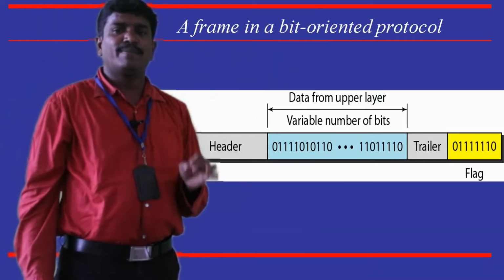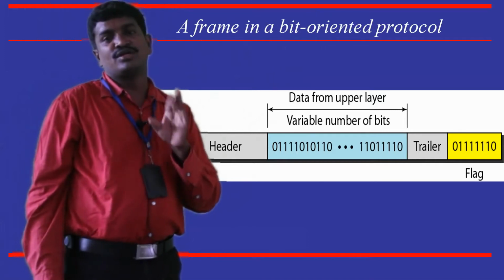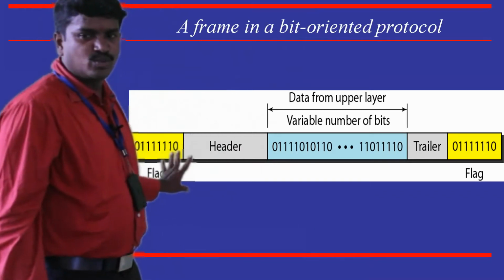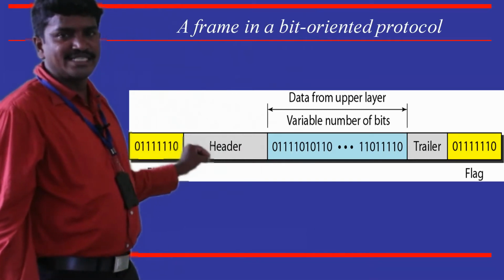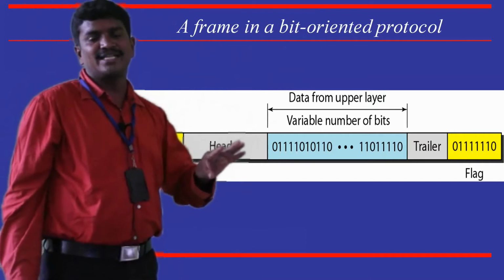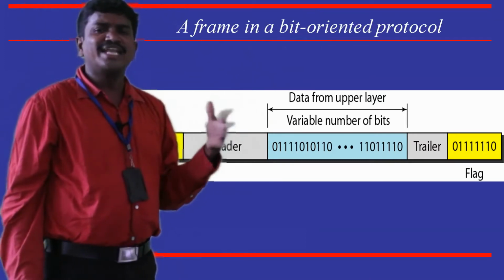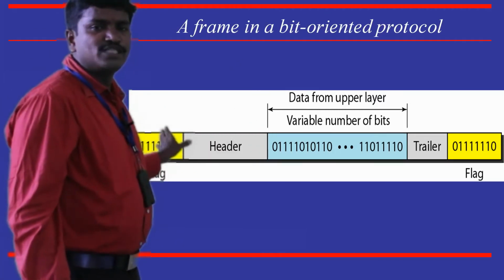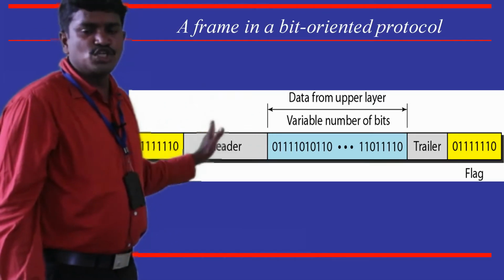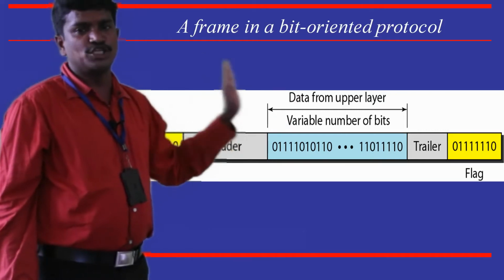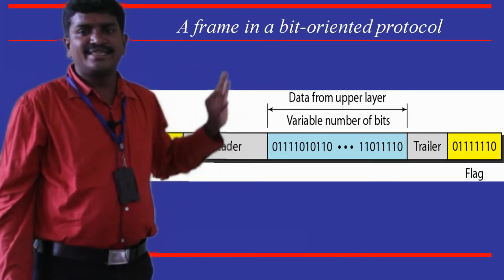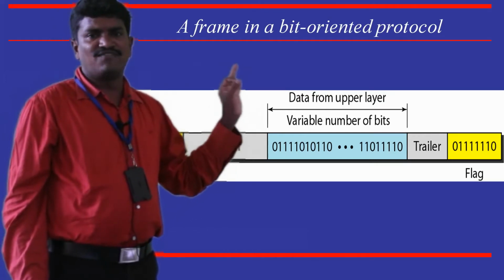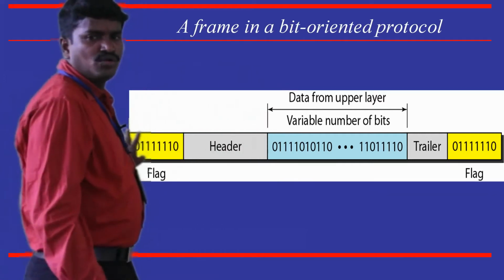Stuffing is done by inserting one bit of information, not one byte. So how will it work? Now, a special pattern is considered as a flag here. Previously it was a character, any special character considered as a flag. But in this case, a special sequence, 0 followed by 6 ones followed by 0, is considered as the flag. So now the flag is here.